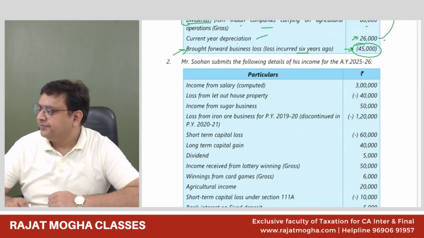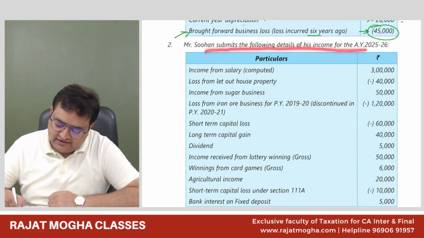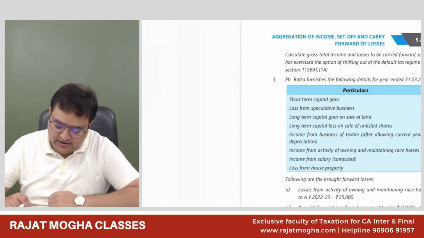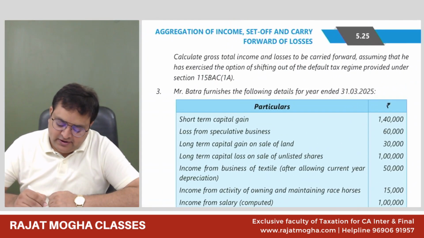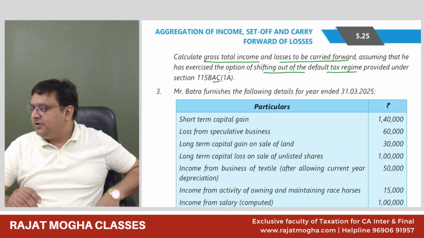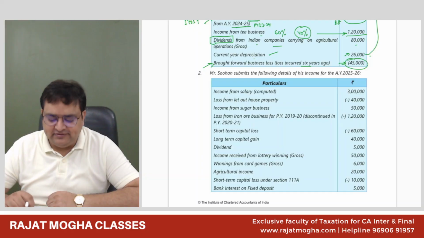Question number 2. It says, Mr. Sohan submits the following details for his income for the assessment year 25-26. So he is giving us following details. And it is given to us, calculate gross total income and losses to be carried forward. So again, we need to compute the GTI and the losses to be carried forward, assuming that he has exercised the option of shifting out of the default tax regime provided in 115BAC. So he has shifted out from the default tax regime. He is following optional regime. Again, we need to compute his GTI.